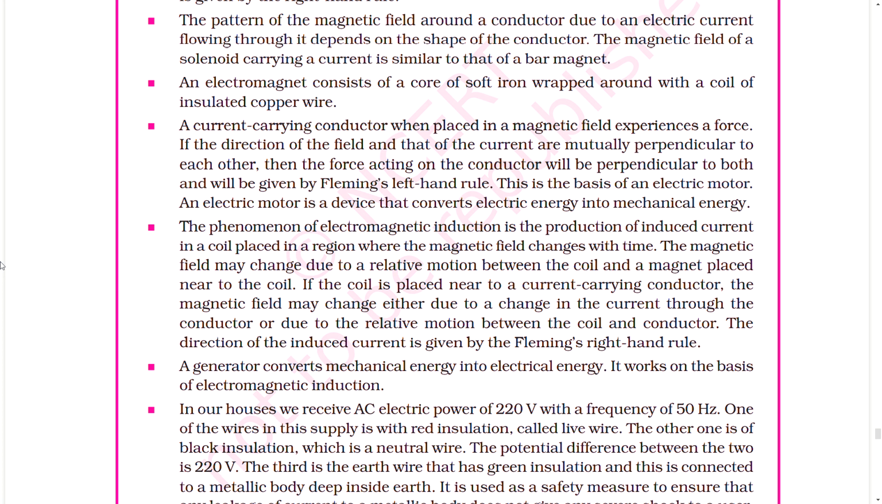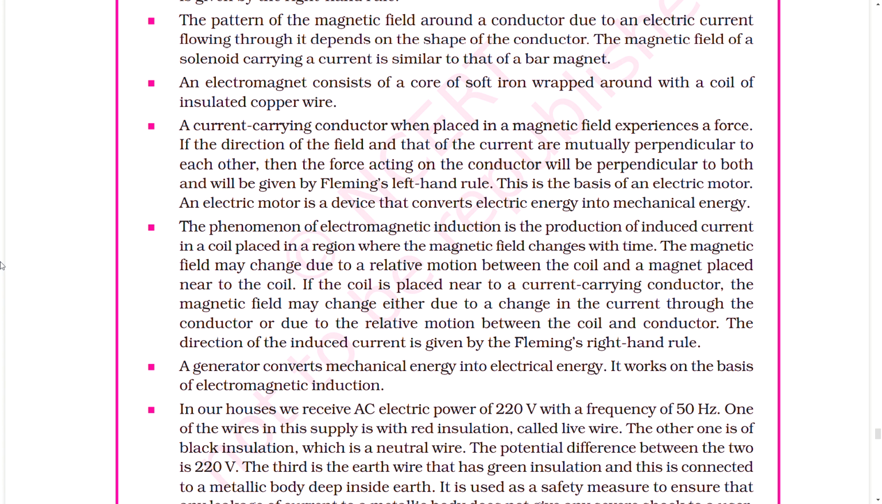An electric motor is a device that converts electric energy into mechanical energy. The phenomenon of electromagnetic induction is the production of induced current in a coil placed in a region where the magnetic field changes with time. The magnetic field may change due to a relative motion between the coil and a magnet placed near the coil. If the coil is placed near a current-carrying conductor, the magnetic field may change either due to a change in the current through the conductor or due to the relative motion between the coil and conductor. The direction of the induced current is given by Fleming's right-hand rule.